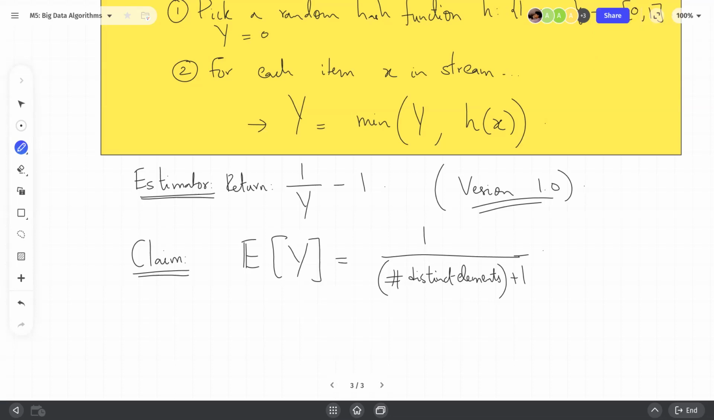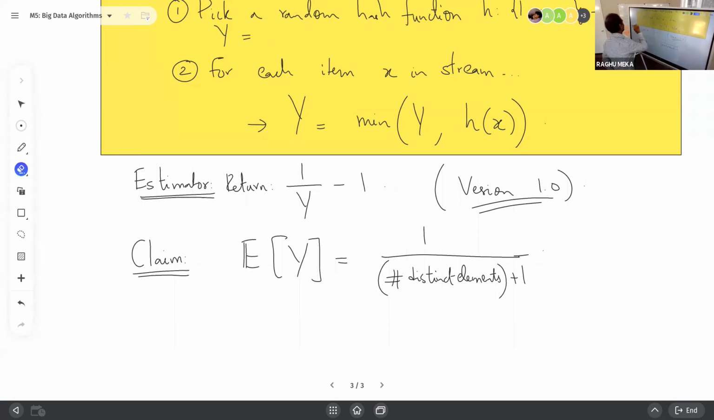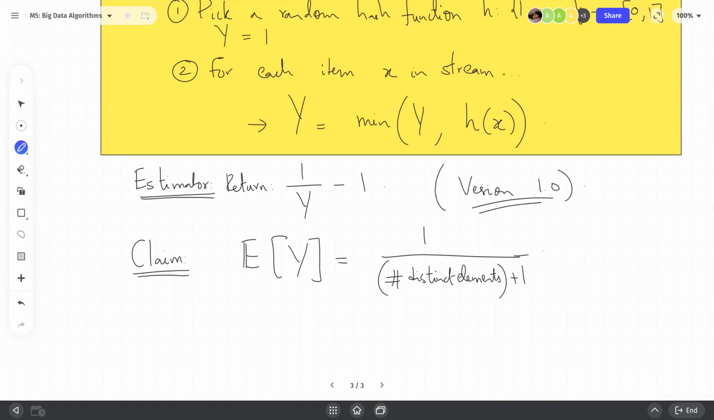Professor? Yeah? So in our algorithm, we initialize y at 0, but if we're calculating the minimum of y and h of x, won't that always be 0? Sorry. Thank you. This should have been 1. Yeah, thank you. Good.